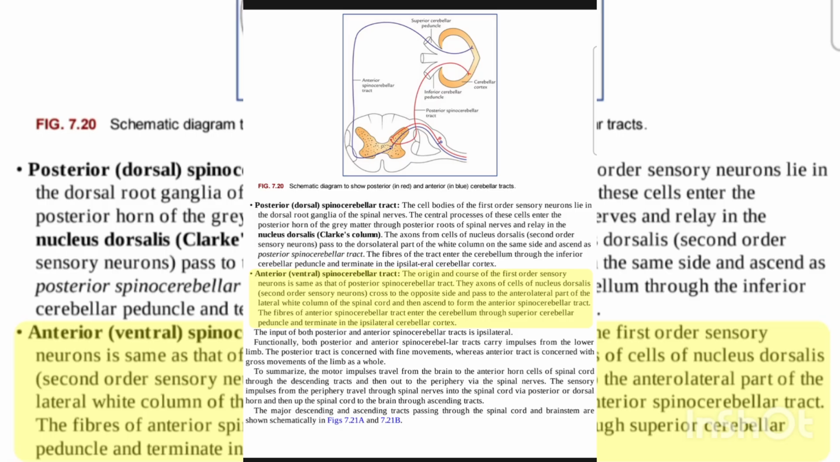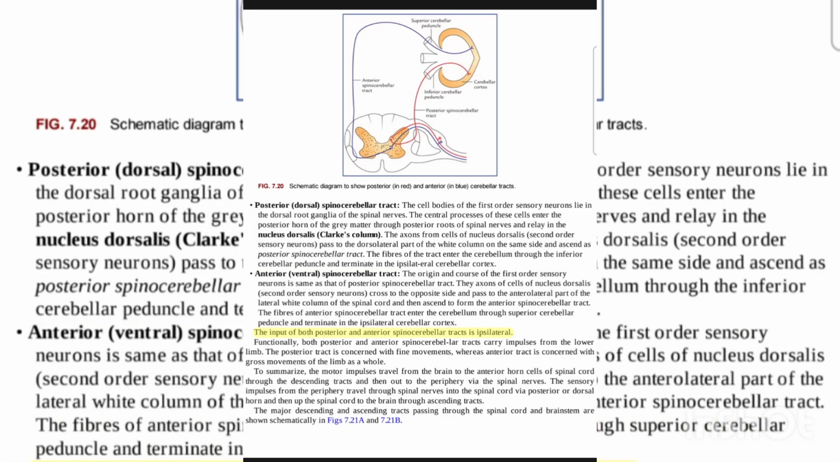Anterior, ventral, spinocerebellar tract. The origin and course of the first-order sensory neurons is the same as that of the posterior spinocerebellar tract. The axons of cells of nucleus dorsalis, second-order sensory neurons, cross to the opposite side and pass to the anterolateral part of the lateral white column of the spinal cord and then ascend to form the anterior spinocerebellar tract. The fibers of the anterior spinocerebellar tract enter the cerebellum through the superior cerebellar peduncle and terminate in the ipsilateral cerebellar cortex.